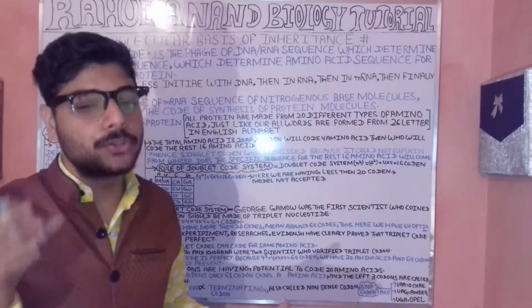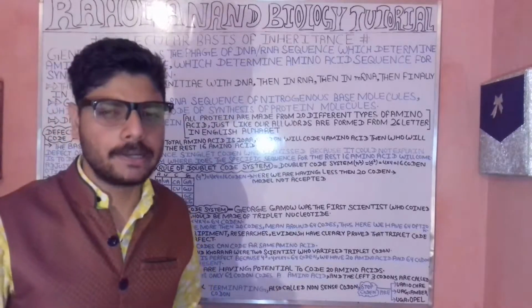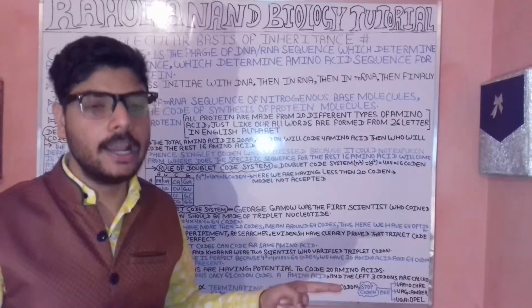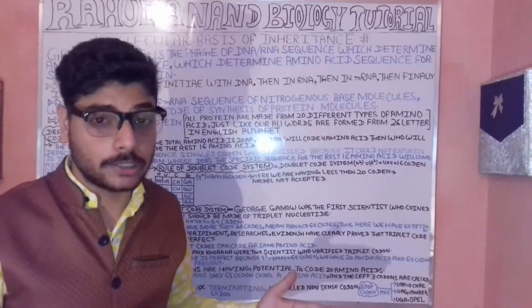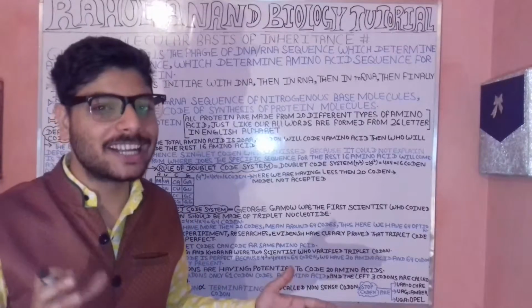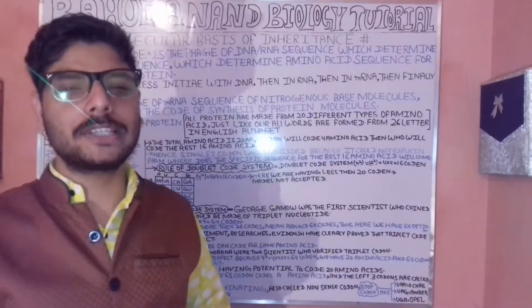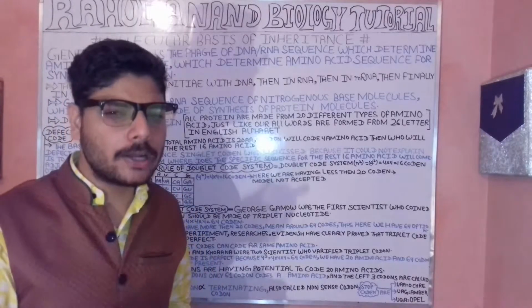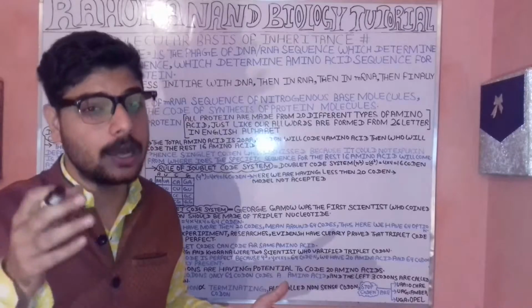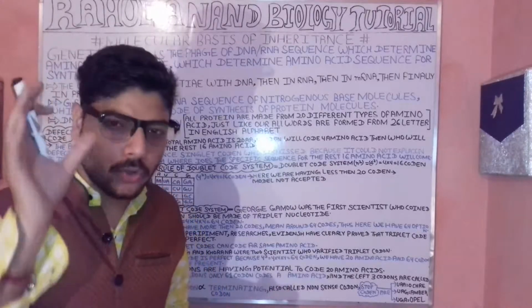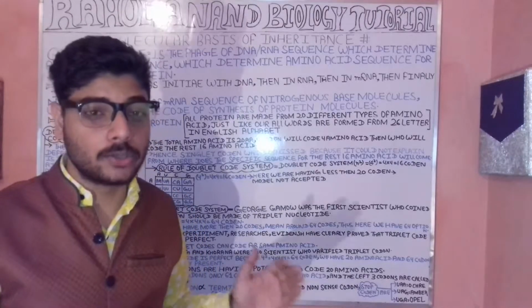Remember, the genetic material is DNA, the deoxyribonucleic acid, and we also have RNA, the ribonucleic acid. RNA is not the genetic material, but in the case of certain viruses, such as the retroviruses and the reoviruses, it is considered the genetic material.